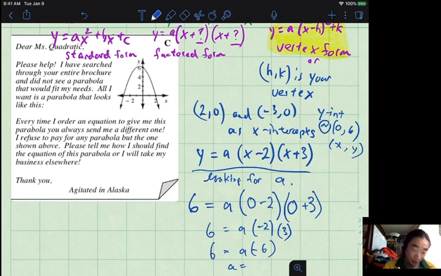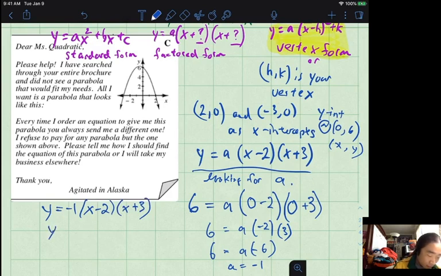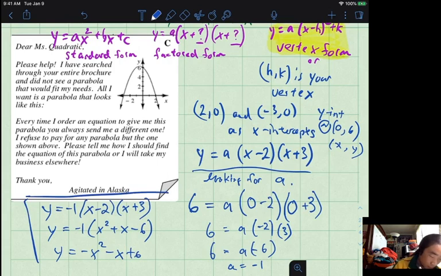Yeah, -1. So now we have the parts of our equation. Y equals -1 times our factored form (x minus 2) and then (x plus 3). We can rewrite this. Y equals -1 times (x squared plus x minus 6). So then our final equation is -x squared minus x plus 6. All these answers would work.